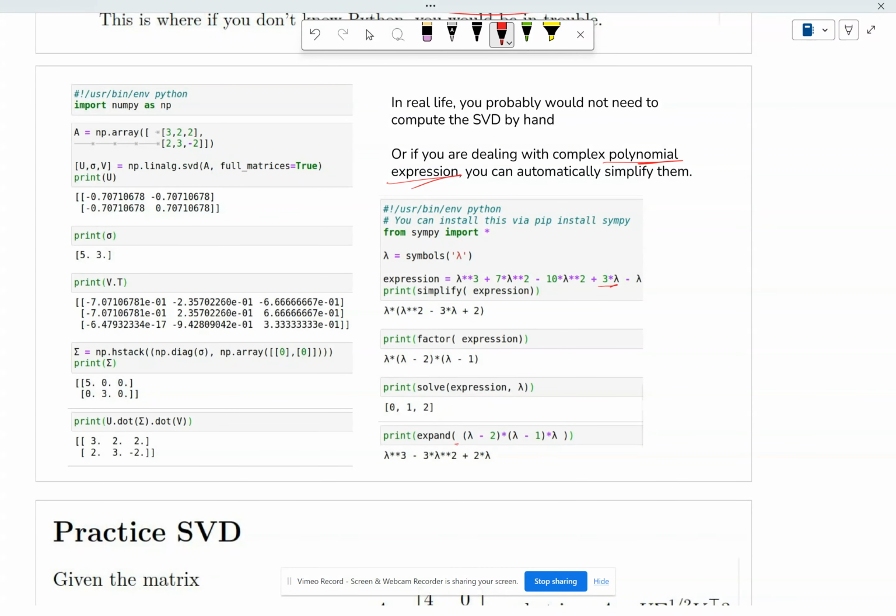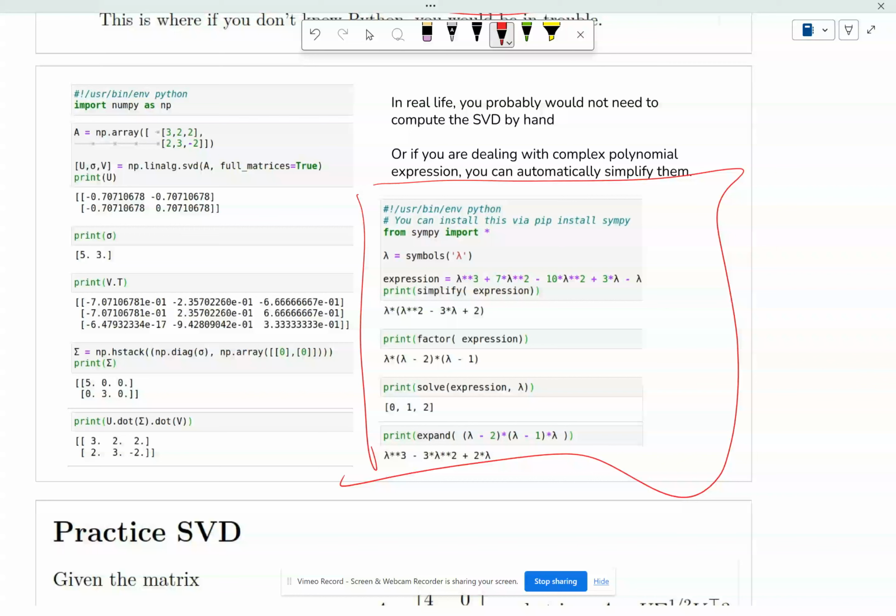And other times, if you have multiplications and you want to expand them back out, then over here, this will allow you to expand it. So knowing how to do this, whenever you encounter polynomials, will just make your life so much easier.